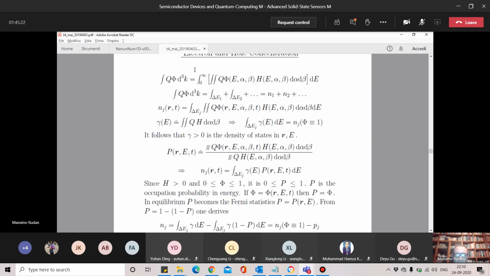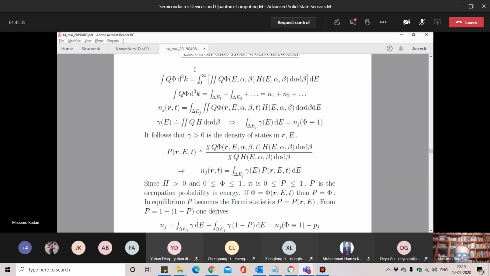Call it N1. The concentration of the electrons is indicated with N because the electrons are negative particles, okay? Then you have N2 and so on. So this is easy. It expresses the fact that the concentration of the electrons of the whole crystal is the sum of the individual concentrations of the bands.